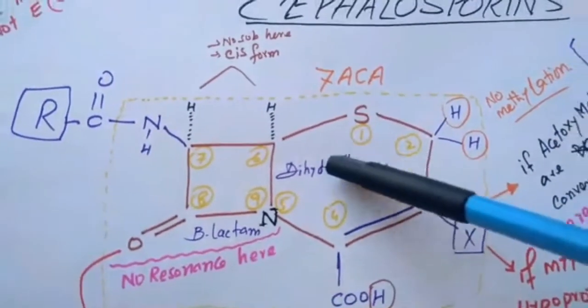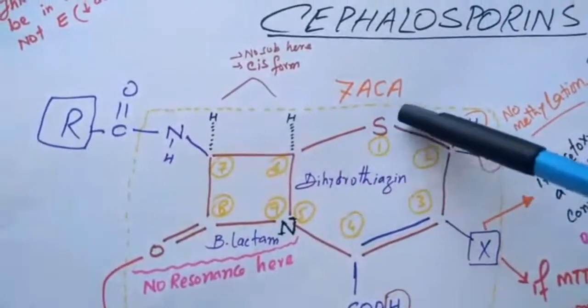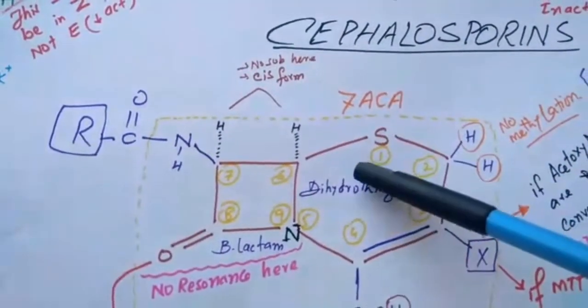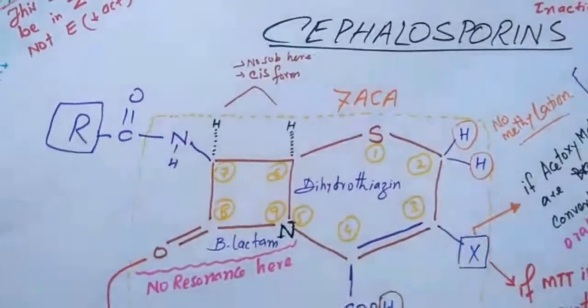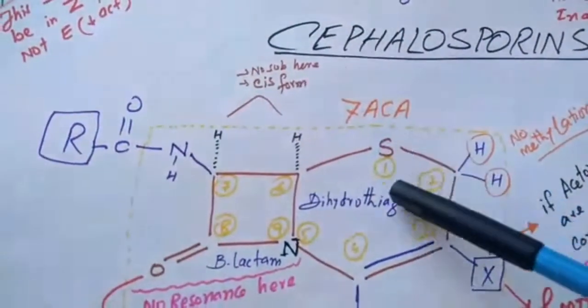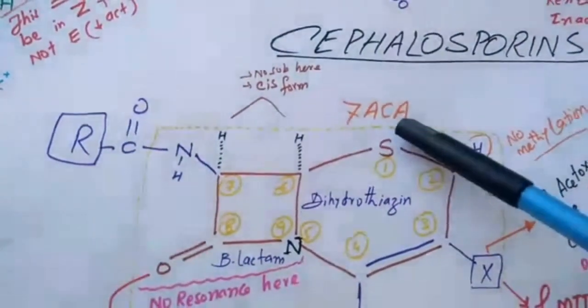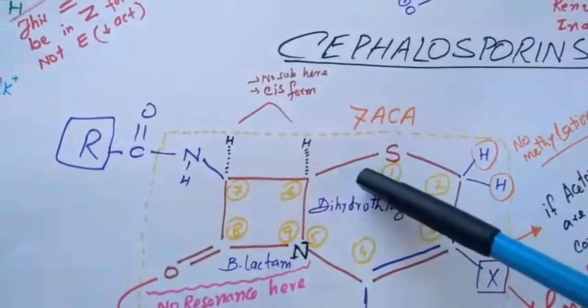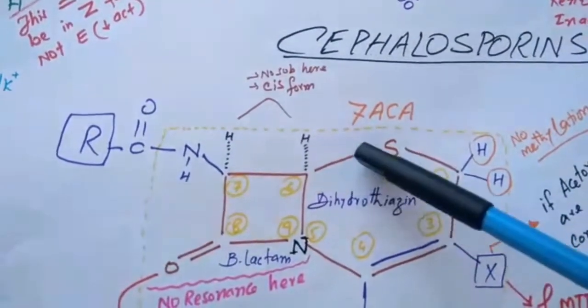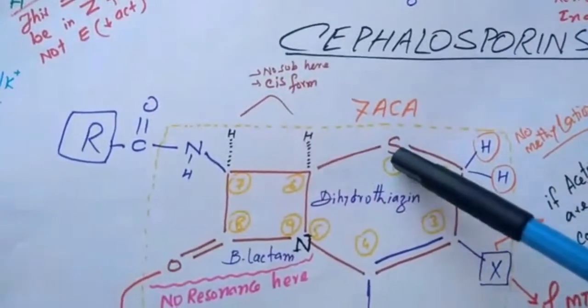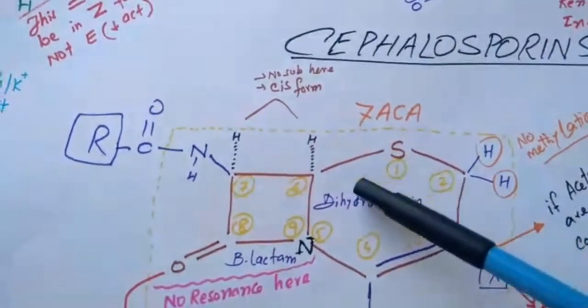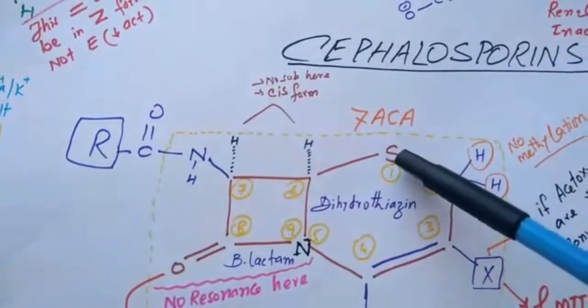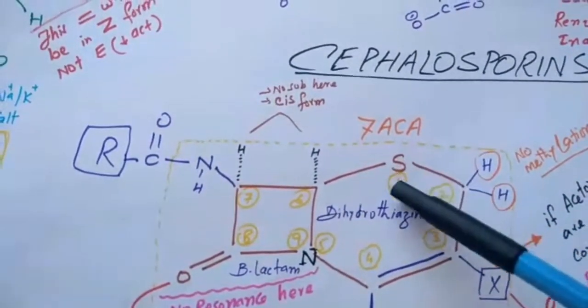Position number 1. Sulfur is usual but not essential for antibacterial activity, because we have other beta-lactams in which there is no sulfur. Sulfur may be replaced by carbon or oxygen. But in most cases, sulfur occupies position number 1.